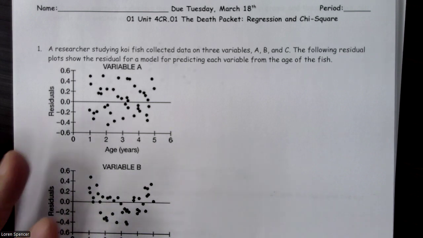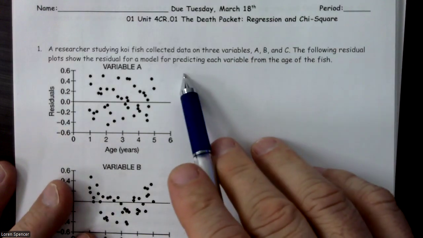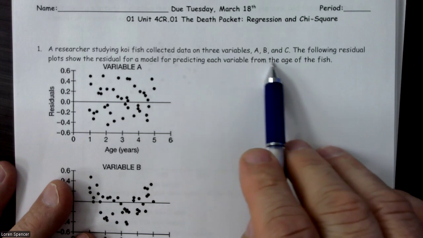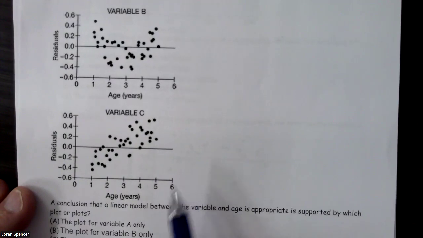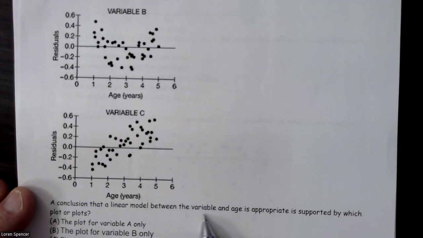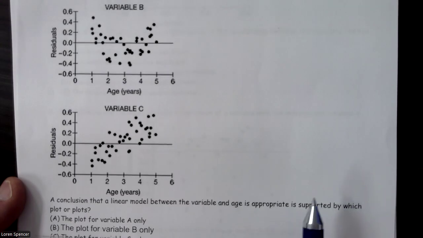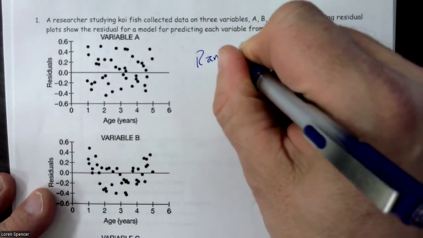This is Death Packet Regression and chi-squared, and we'll be focusing on regression problems 1 through 10. Researchers studying koi fish collected data on three variables, A, B, and C. The following residual plot shows the residual for a model for predicting each variable from the age of fish. The question is, a conclusion that a linear model between the variable and age is appropriate is supported by which plot or plots?